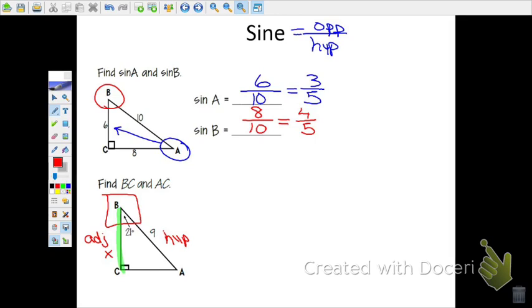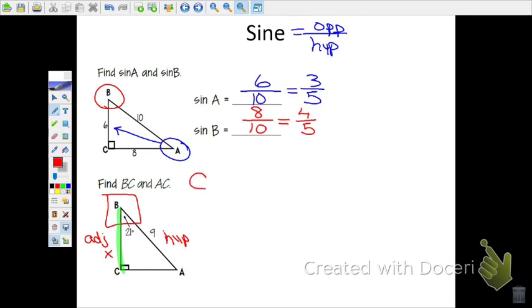So when I look at the two pieces I have, adjacent and hypotenuse, if I have A and H, which of my three trig functions will I use? I'm going to use cosine. Adjacent and hypotenuse, A and H, means we're going to use cosine.